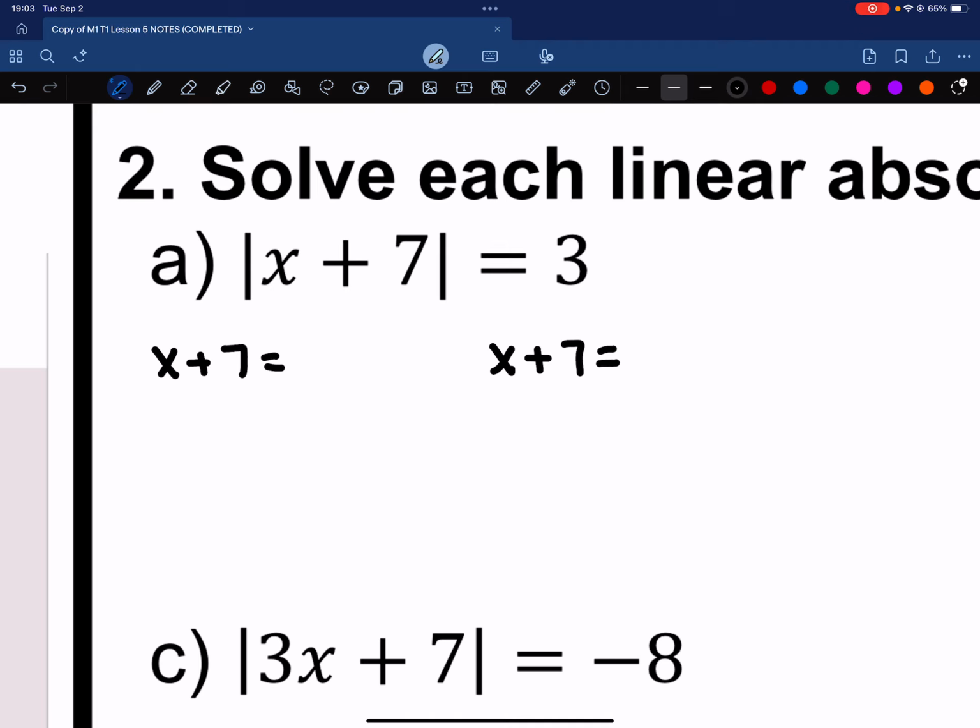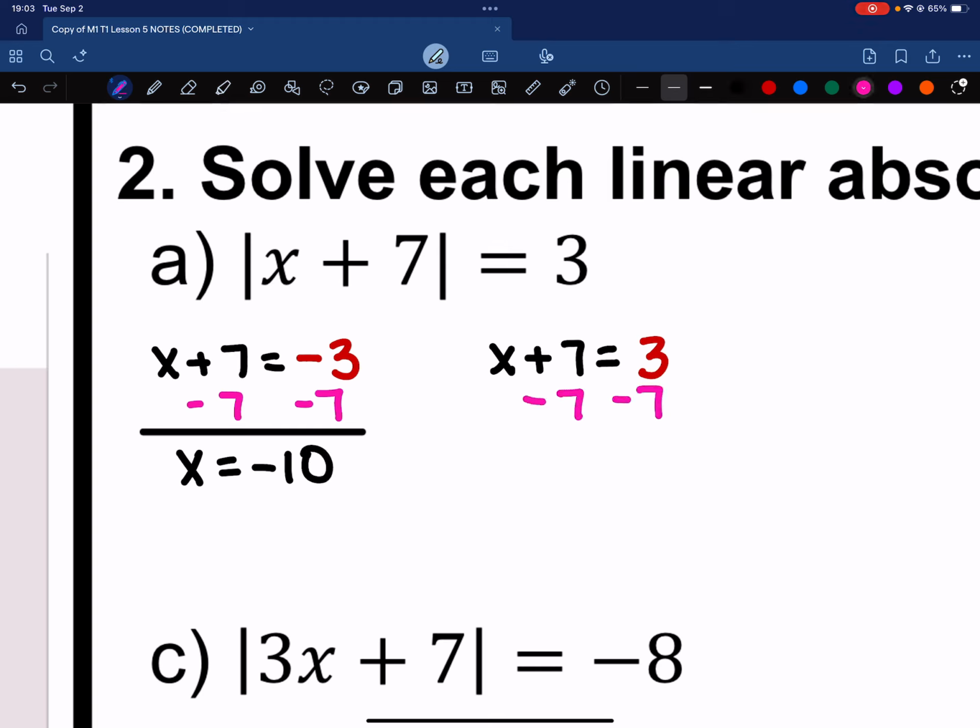So what we do is we're going to take what it's equal to, which in this case is 3, and we're going to set it equal to a negative 3 and a positive 3, and now we just solve the two equations. So to solve, we're going to subtract 7 from both sides, and so that gives us x is equal to a negative 10. Then on the second equation, we are going to subtract 7 from both sides. And when we subtract 7 here, we get a negative 4. So these are the two values that would give us 3 when plugged into this equation.